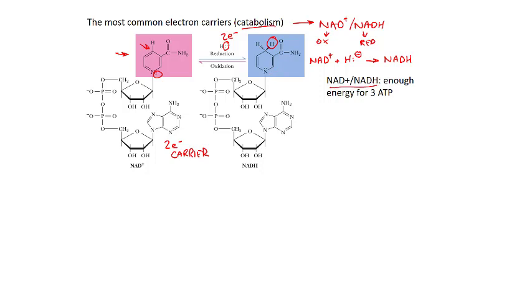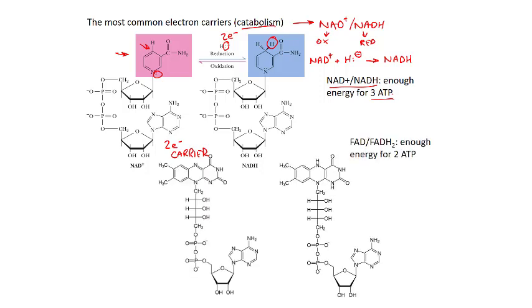So NAD plus and NADH, this is the major catabolic electron carrier. This process of carrying the electrons is energetically favorable. It's favorable in the oxidation direction, and this molecule carries enough energy to synthesize about 3 ATP, depending on some situations. The other major catabolic electron carrier is FAD and FADH2.